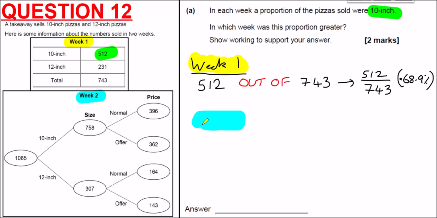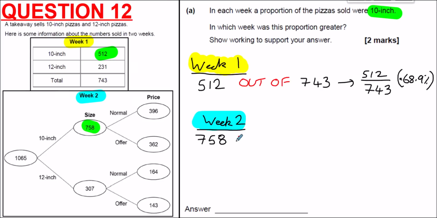So in week 2, let's have a look at the 10-inch pizza sales. Well, this is a frequency tree, and the total of everything in the frequency tree goes at the beginning. And so 1,065 pizzas were sold in total. And so how many were 10-inch, I wonder? 10-inch sales, there were 758. And so for week 2, 758 10-inch pizzas were sold.